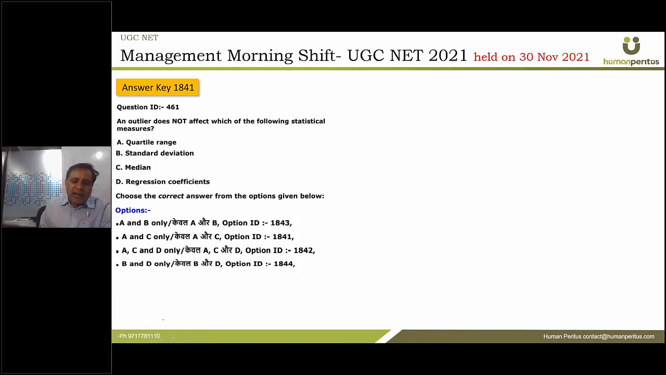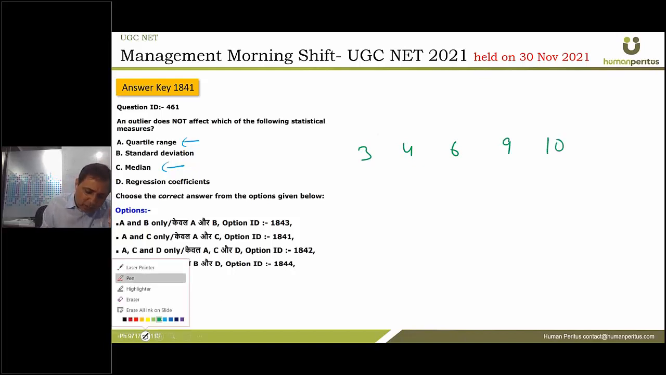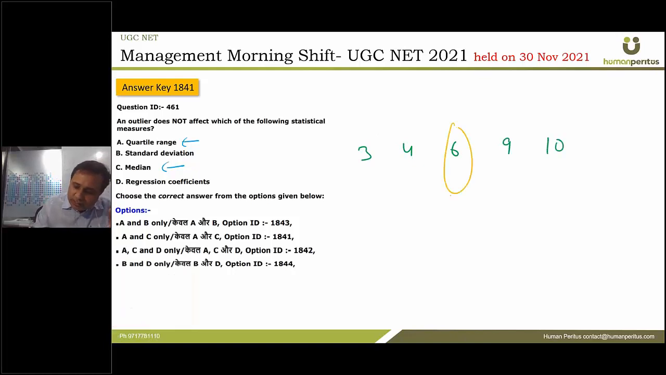An outlier doesn't affect which of the following statistical measures? Correct answer is quartile range and median. So guys, why does this happen? So for example, what is a median? So if you arrange all values in a line and you find the middlemost value, that is your median. For example, if I say 3, 4, 6, 9, 10, what will be its median? Its median will be the middle one, which is 6.